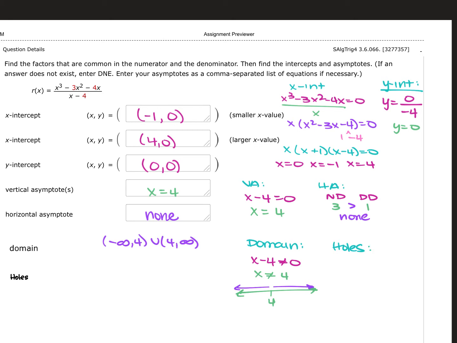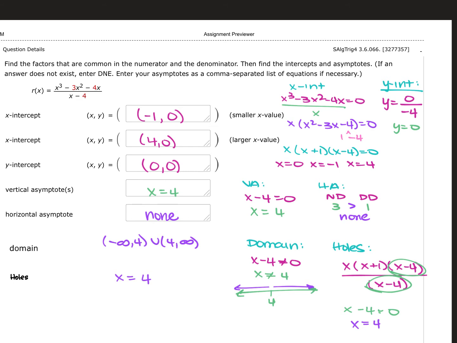For your holes, you are going to factor the numerator and the denominator. We said the numerator factored was x times x plus 1 times x minus 4. The denominator is just x minus 4. So the part that's the same is the x minus 4. You set that equal to 0, and you solve. So x is equal to 4 for your holes. You can't do that with your holes because sometimes that doesn't work out.